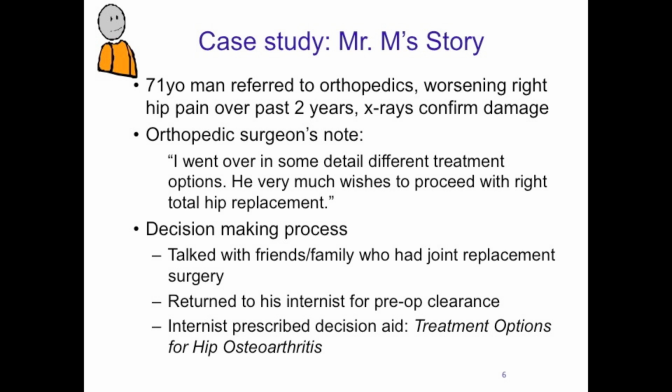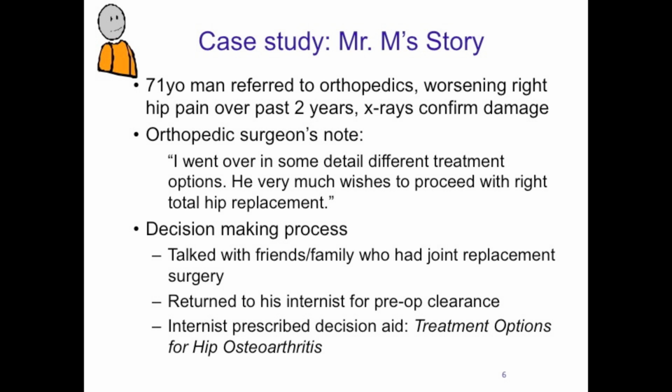But the decision-making process wasn't quite done. He ended up going home. At Mass General, there's at least several months between the time where you book the surgery and when it actually happens. So he had several months. He was talking with friends and family who had had the joint replacement surgery to try and get some advice on how to prepare, what to expect. He returned to his internist a couple months later for a pre-op clearance.